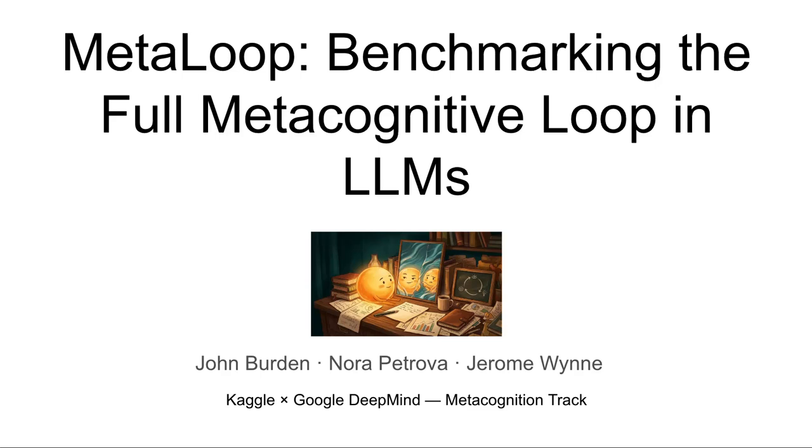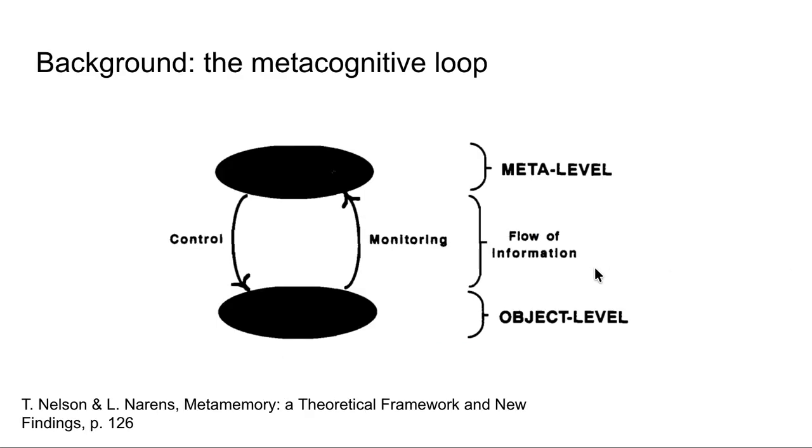Hi, I'm Jerome, and I'm here to introduce you to our submission for the Kaggle Measuring Progress Towards AGI competition, which we call MetaLoop, and it's a benchmark for measuring the full metacognitive loop in large language models. This is joint work that I'm presenting with John Burden and Nora Petrova, and we're submitting it to the metacognition track. And we were interested in whether language models are aware of when they're getting things right and when they're not, and whether that awareness translates into correct behavior.